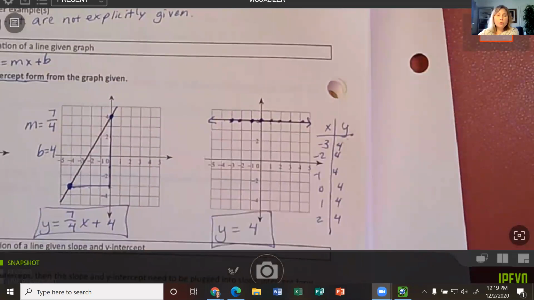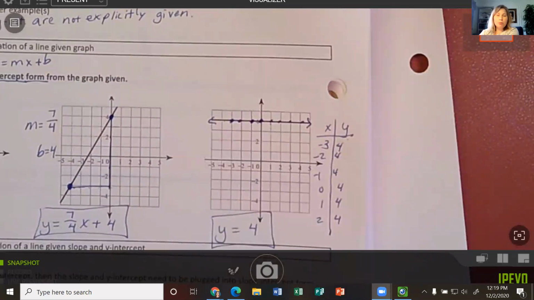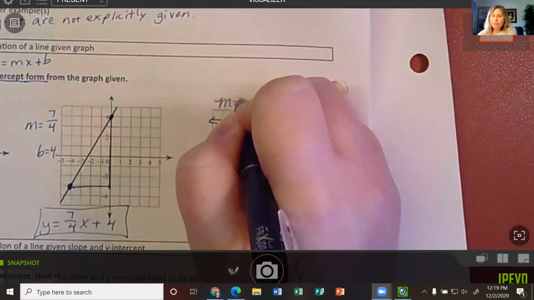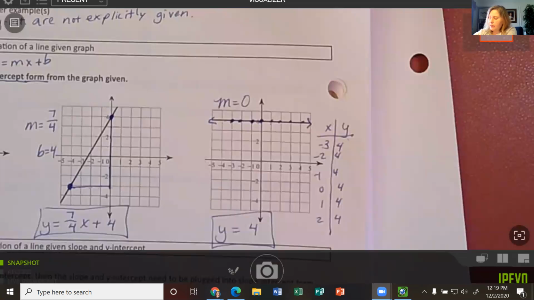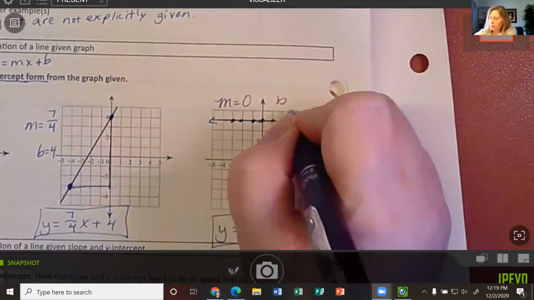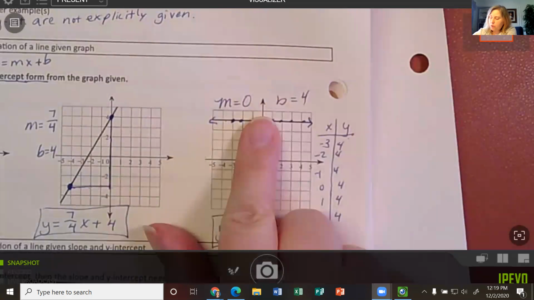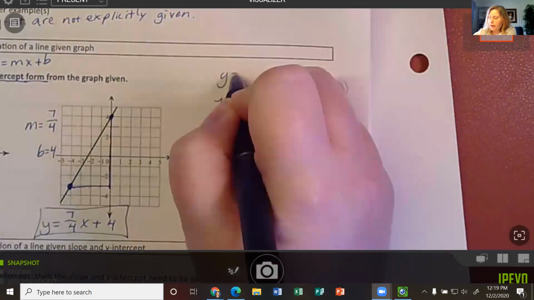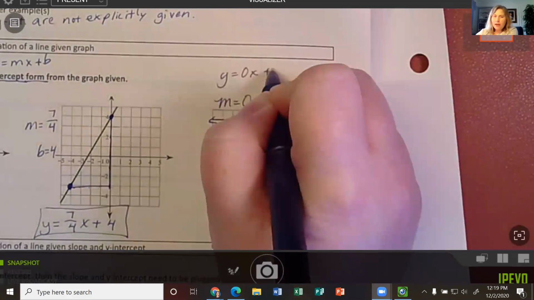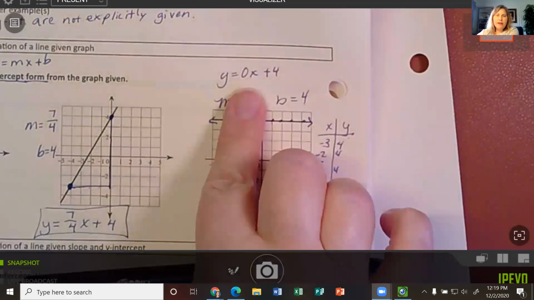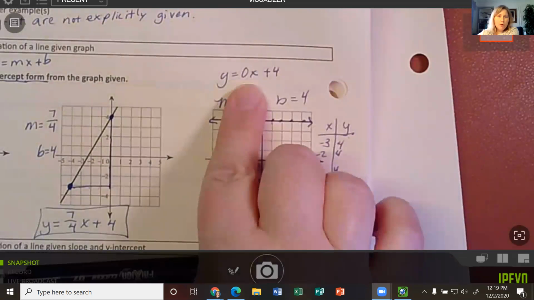So, for example, the floor in your house, you want that to have a slope of 0. You want that to be perfectly level. So, this line has a slope of 0, and this line has a y-intercept at 4. Okay, so if we wrote this in slope-intercept form, it would be y equals 0x plus 4. However, this is not a simplified and desirable format.